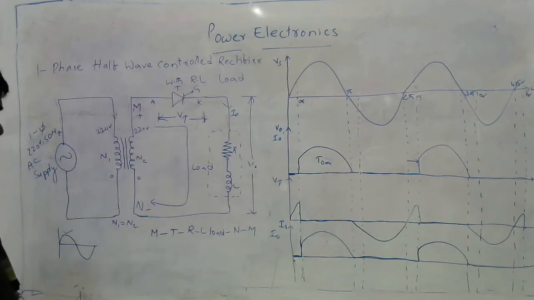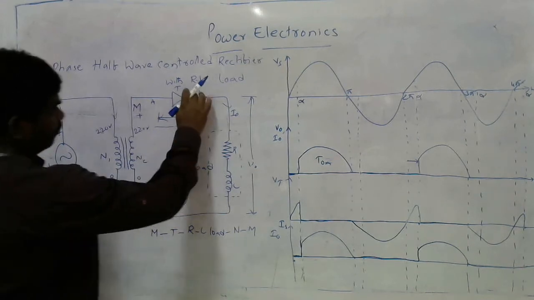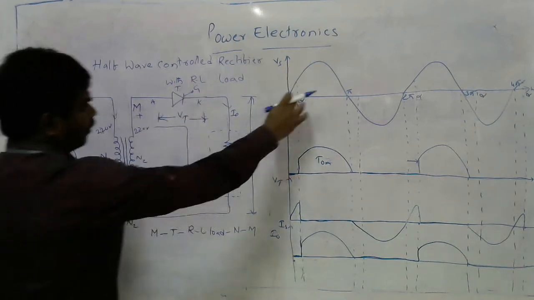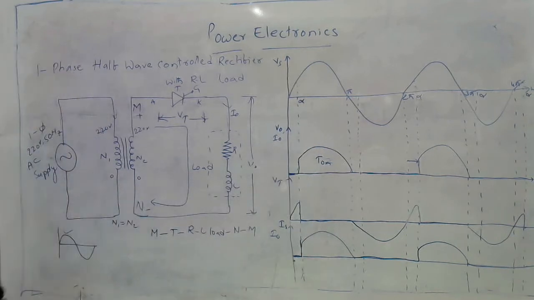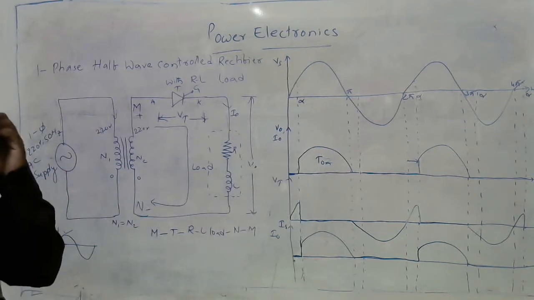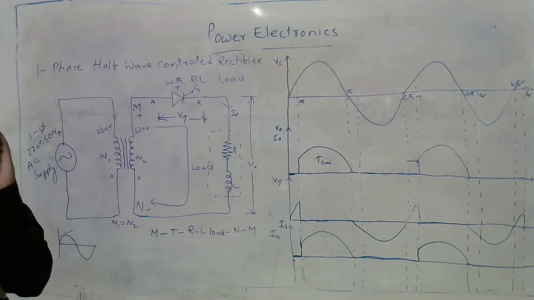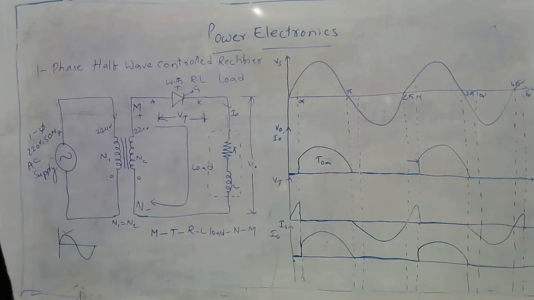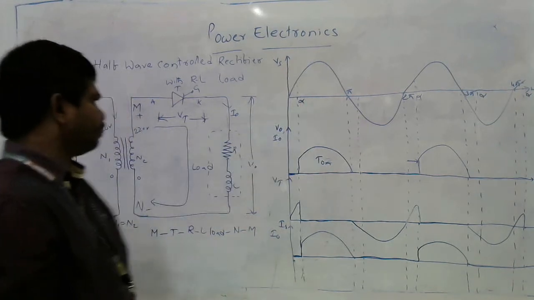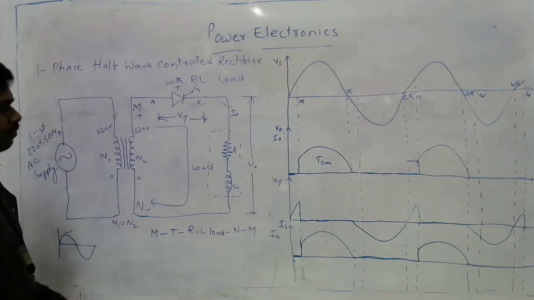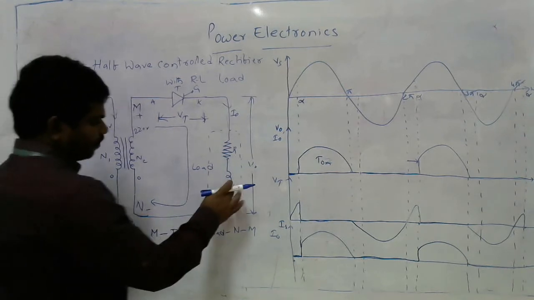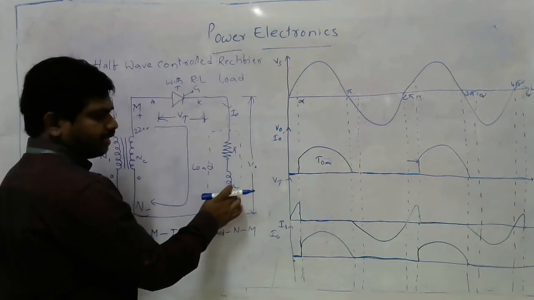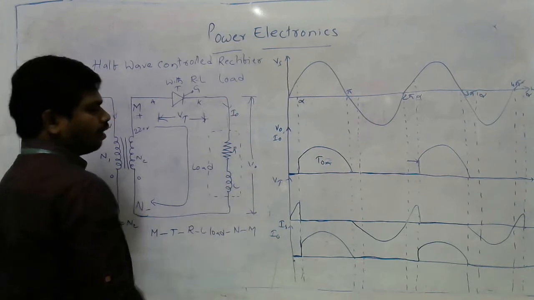And here we have alpha. This is the alpha value, meaning firing angle. Firing angle is defined as the instant at which the SCR comes into conducting state. So after alpha only it is going to be on. See this, a very important element is there on the load side.